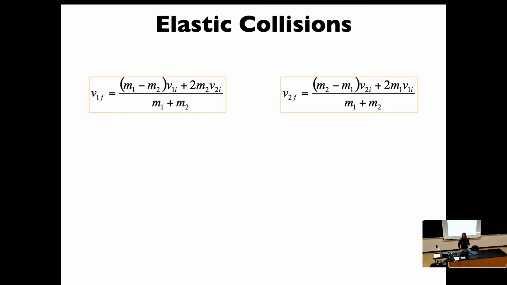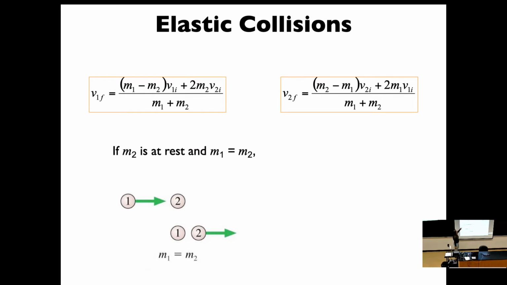But if you're thinking something stopped, that means if m2 is at rest, okay, and m1 equals m2, you're going to expect to get a situation that looks like this. So can we test this on these equations? All right, so what does m2 at rest mean? What does that do to this equation? Yeah, v2 initial goes away, so this term goes away, and you end up with m1 minus m2, right? What does that give us if they're equal? 0. So this is 0 plus 0, so this whole thing is 0. We said v1 final should be 0, that's what we see.